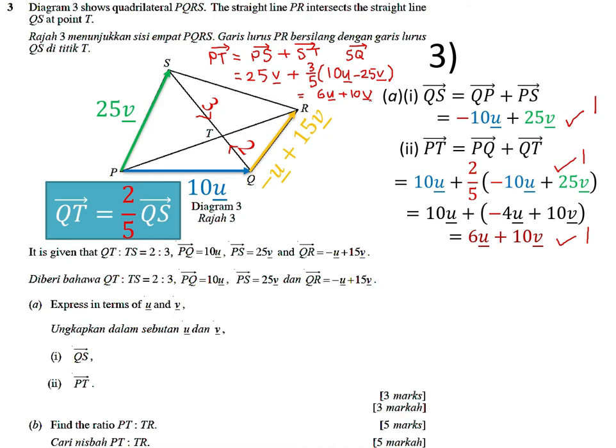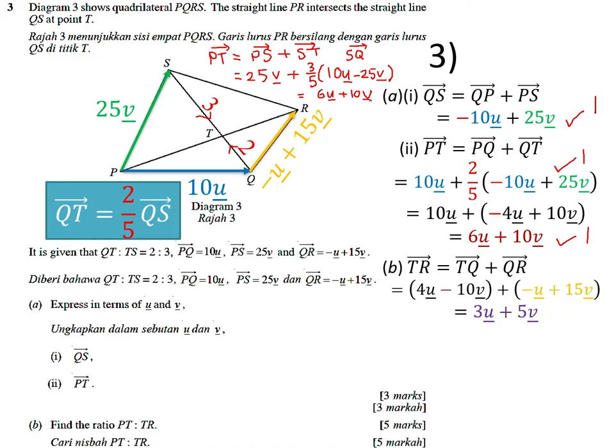Let us look at the second one. In order to find the ratio PT to TR, you have many methods. Here I find the TR, but actually it's not a must for you to find TR. But it's okay, I show you this method first. TR is equal to TQ plus QR. We already know QT, so I have to reverse the sign only. It becomes positive 4U minus 10V. QR we already got, which is negative U plus 15V. With that, we get the vector 3U plus 5V. So this one is TR.